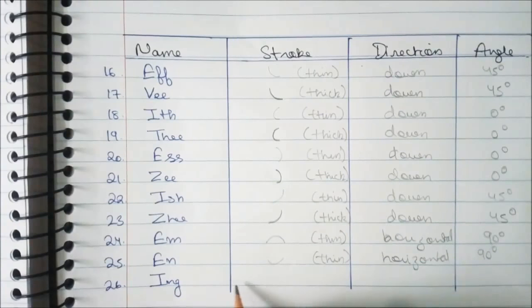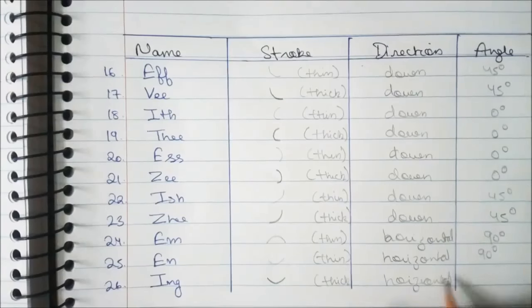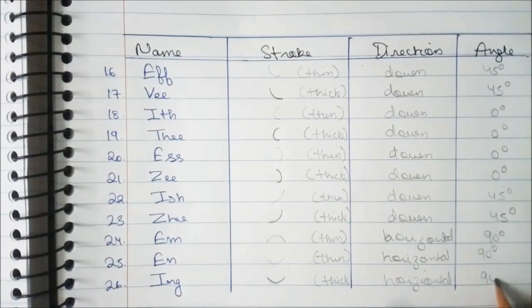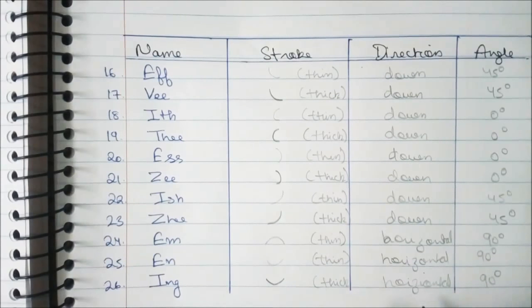And the next is Ing, I-N-G, Ing. It is a thick stroke. Its direction is also horizontal and it makes an angle of 90 degree. So these were the 26 strokes which are used in shorthand.